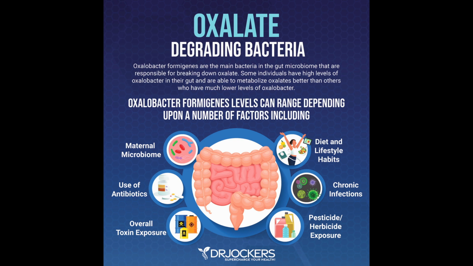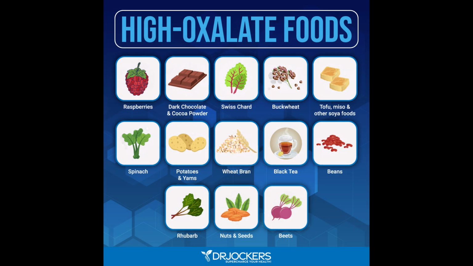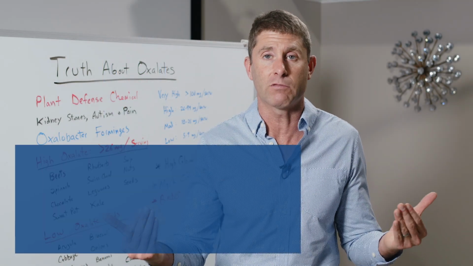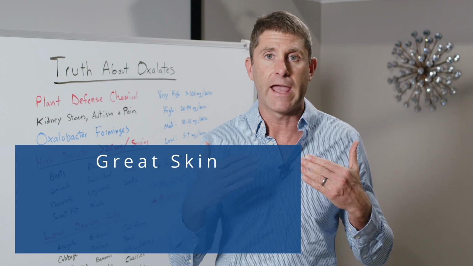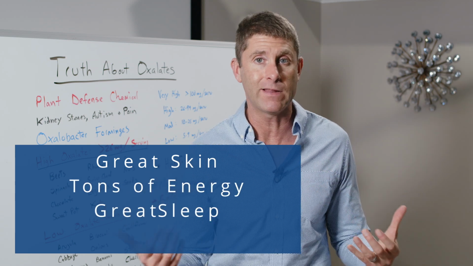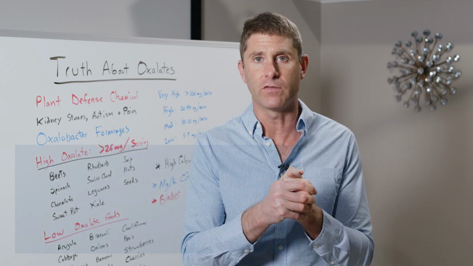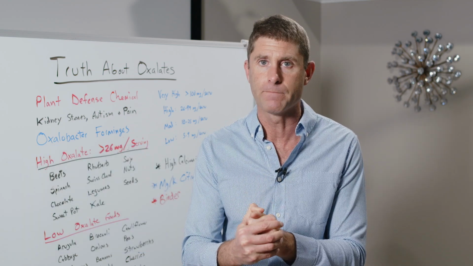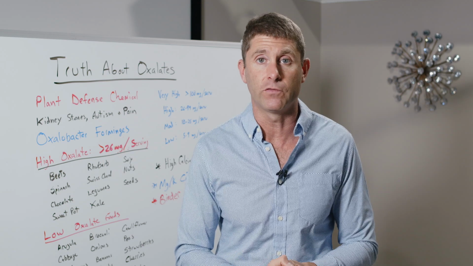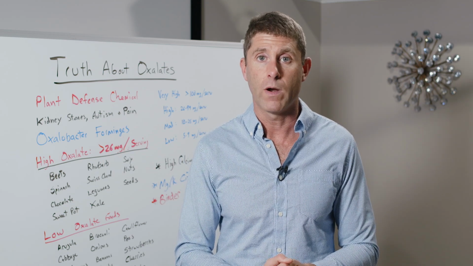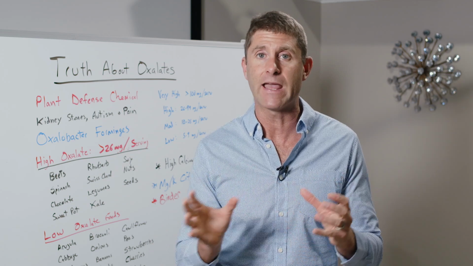And this is why there are some people that can eat a high oxalate diet, meaning they're eating tons of salads, big plant foods, lots of spinach, lots of nuts, right? They're vegans or vegetarians, and they seem to be thriving. Their skin looks great. They have tons of energy. They're able to sleep great. Mental function works really well because their body is able to metabolize the oxalates effectively, and their diet is personalized, in a sense. It's working really well for them, whereas other people can't. They try that same diet and they really struggle.